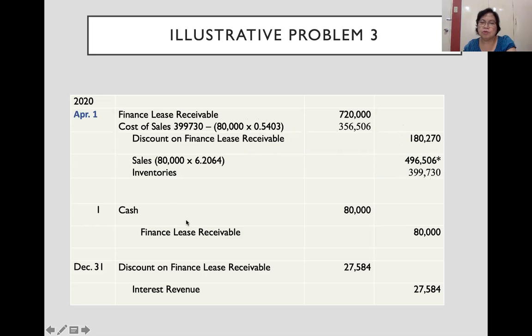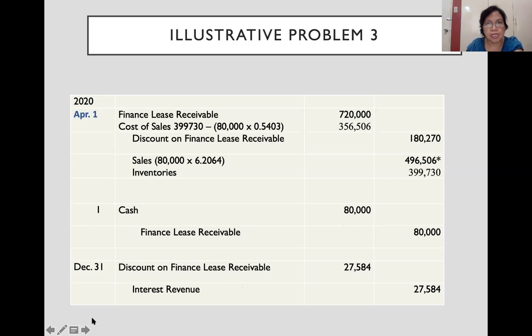So to record your first collection during the same date of commencement, debit cash, credit finance lease receivable, 80,000. Then at year end, amortize based on your amortization, the discount on finance lease receivable. So same computation as in our previous illustration, debit discount on finance lease receivable, credit interest revenue.